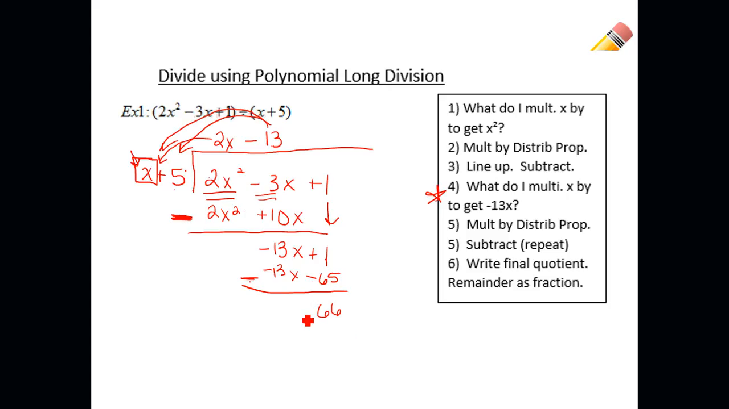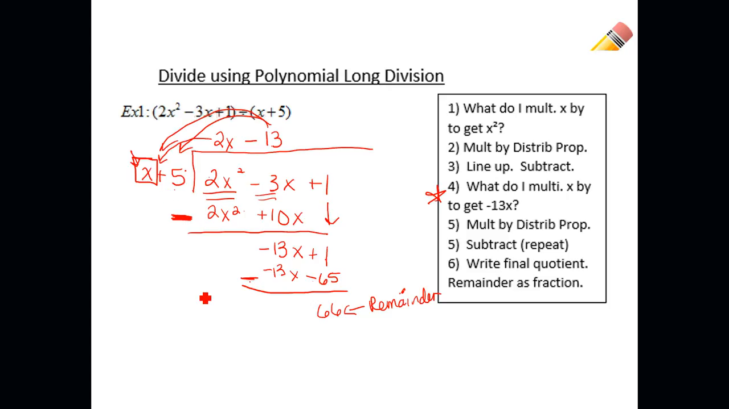Well, how do I write that remainder? How do I go ahead and find that remainder and write it with a fraction? Just like we did with the 1/3 before, this 66 is my remainder, and I write it as a fraction. It's a rational expression here, as a fraction with that x plus 5.